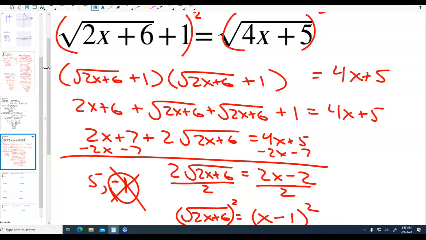When I plug 5 in, 2 times 5 is 10. Plus 6 is 16. Square root of 16 is 4. 4 plus 1 is 5. 4 times 5 is 20. Plus 5 is 25. Square root of 25 is 5. 5 works. So my only correct answer here is 5.